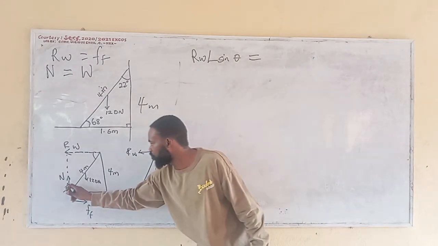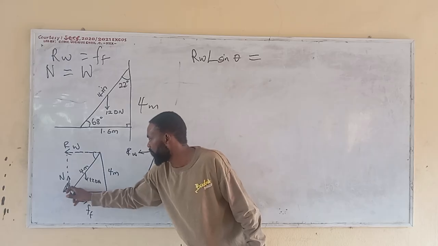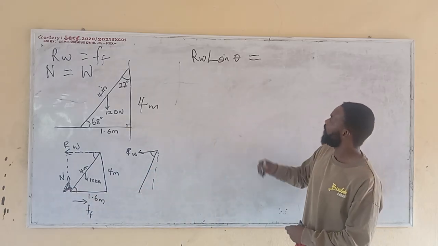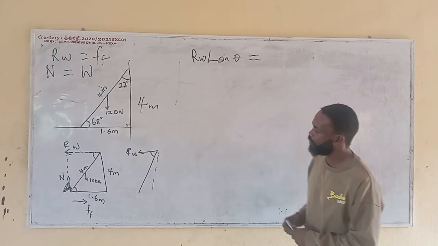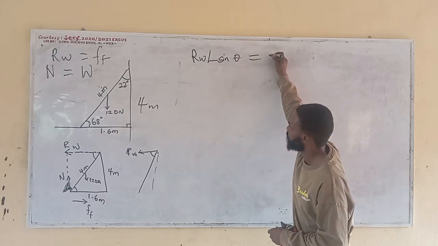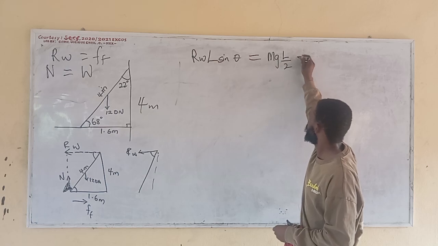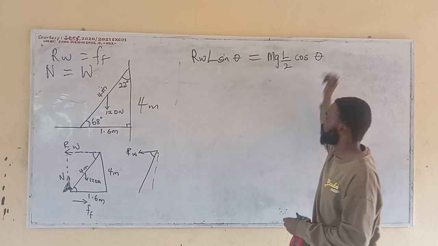Since I'm making this the pivot, I have RW L sin theta equal to the vertical components there: MGL over 2 cos theta. Like this.